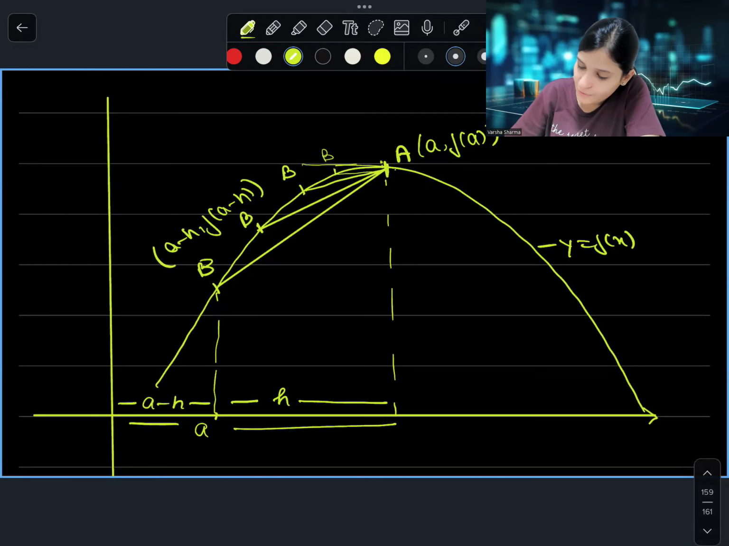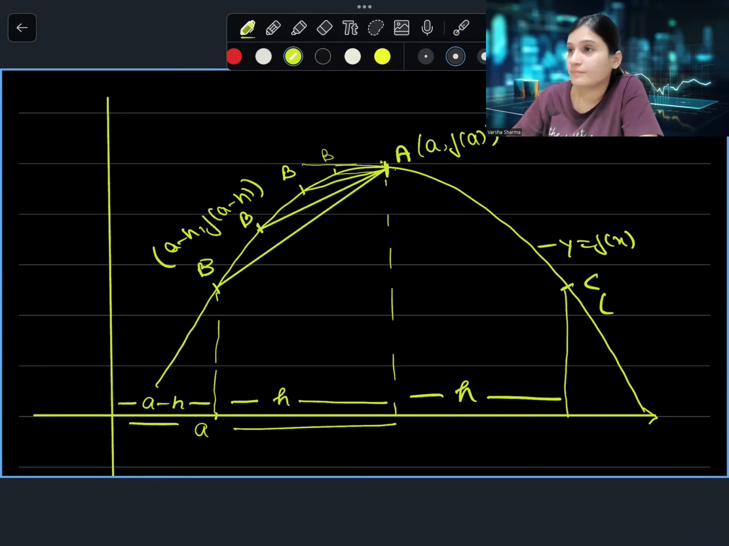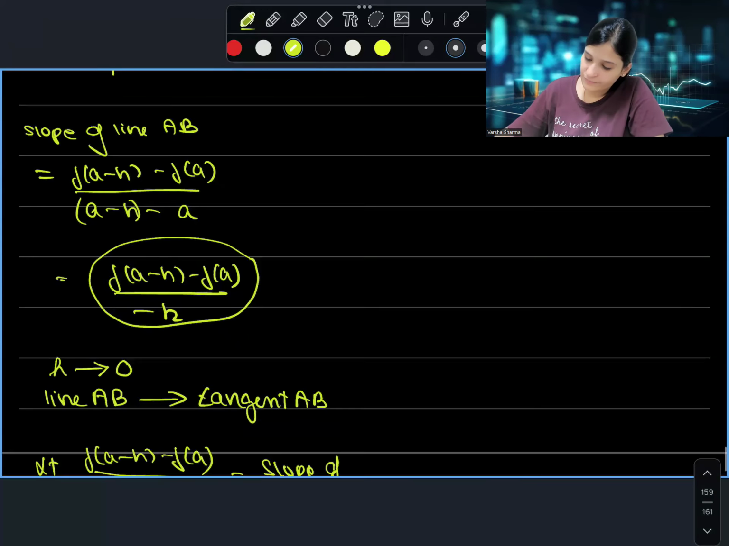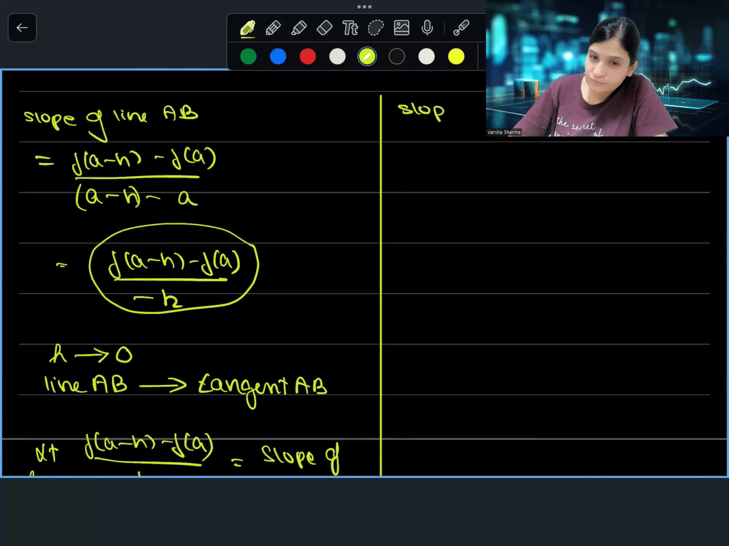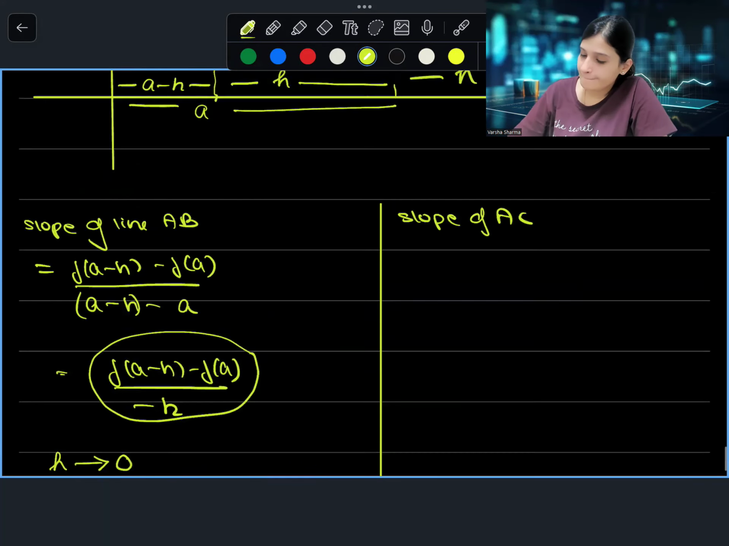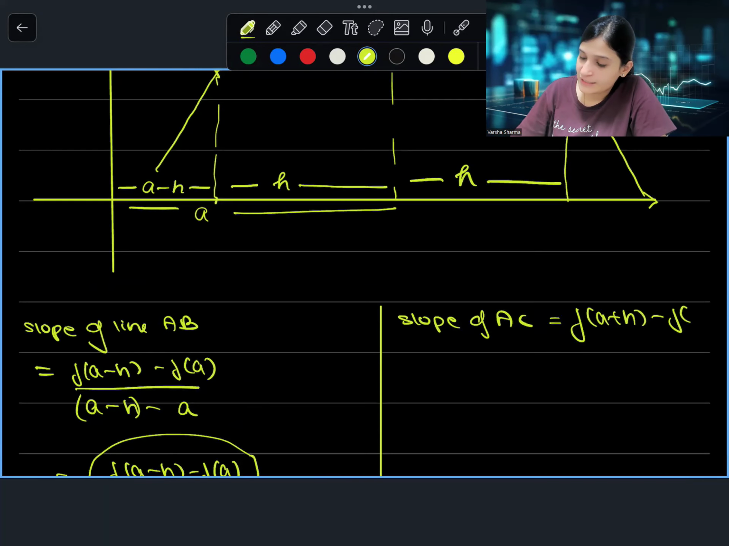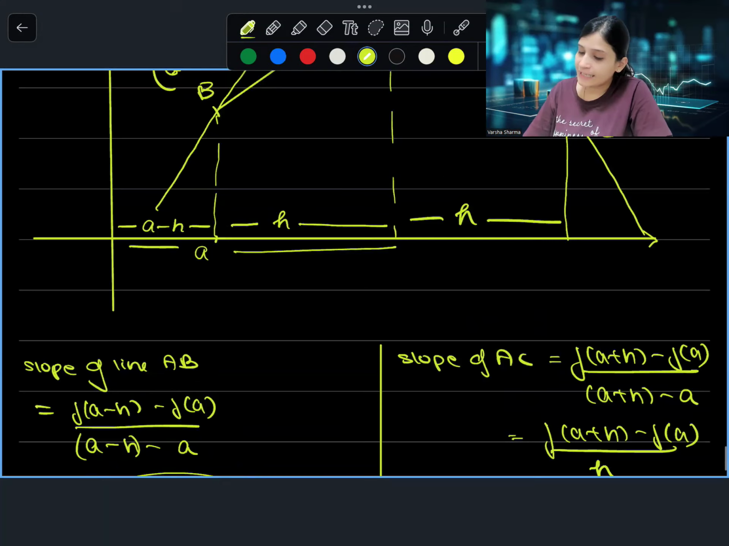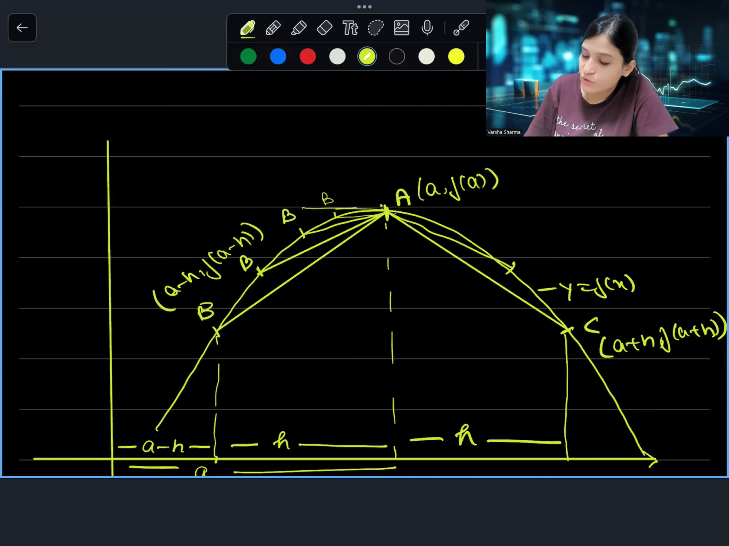So what I do is, I'm taking a point C here, at the same distance h. So the coordinate of C will be A plus h, f of A plus h. Clear? And if I join the points A and C, I get a line. Slope of AC is f of A plus h minus f of A by A plus h minus A, that is y2 minus y1 by x2 minus x1, which is f of A plus h minus f of A by h. Now again, I'll keep on reducing the value of h. C will keep coming nearer.